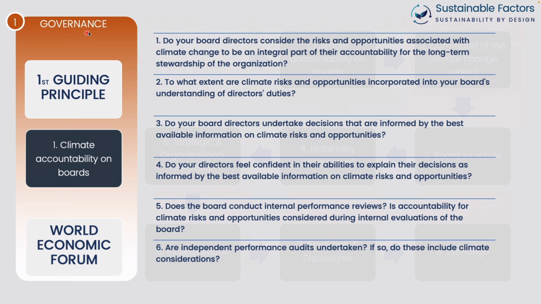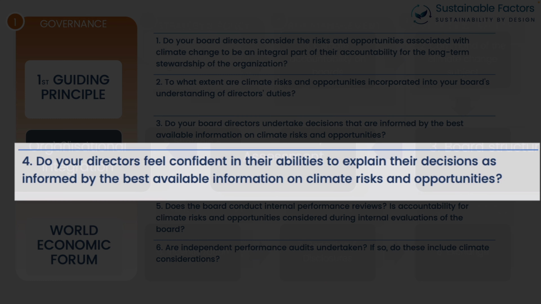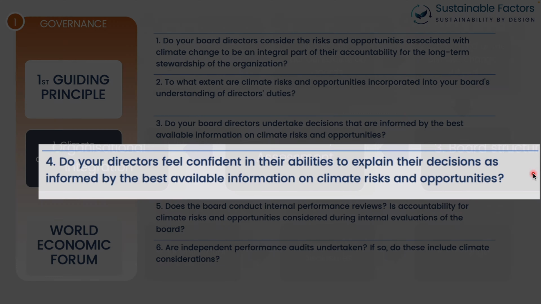Okay, so let's take a look at, for example, question number 4, where it asks, do your directors feel confident in their abilities to explain their decisions as informed by the best available information on climate risks and opportunities? Okay, now we have a double-edged sword here, right? If you say yes, you need to then strategically inject some rationality behind why you've said yes, and maybe consciously think about some humility there as well to make it sound effective, right? And then if you say no, then that opens up another chain of problems.